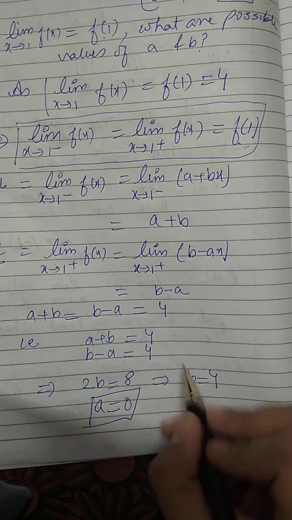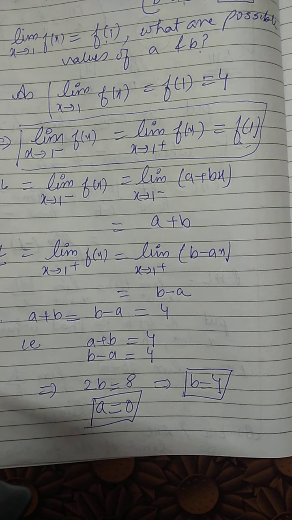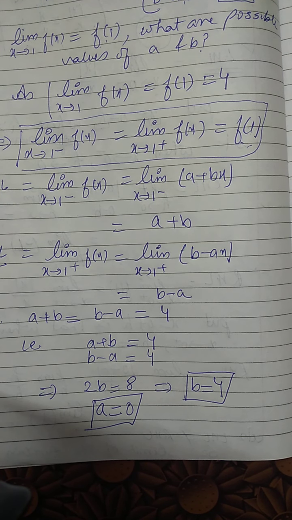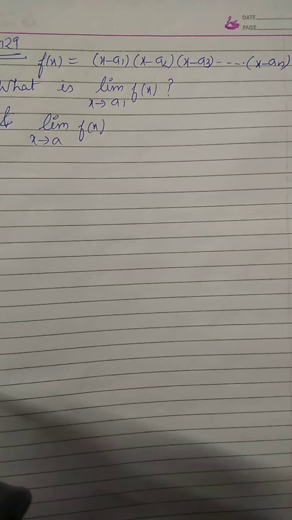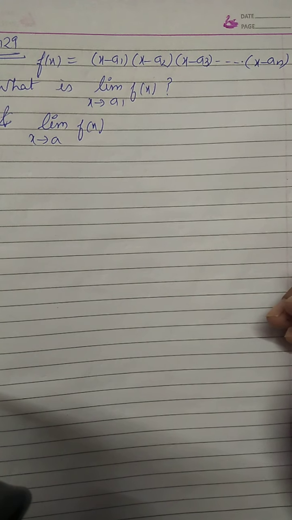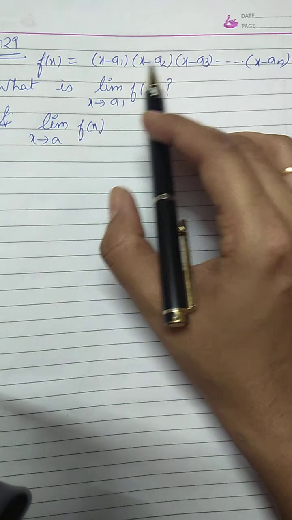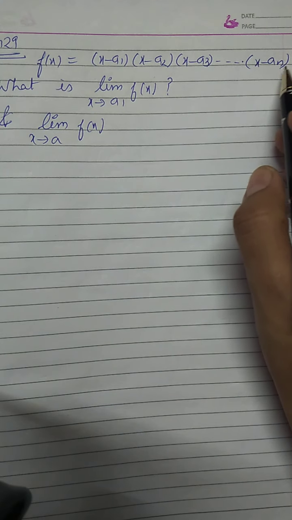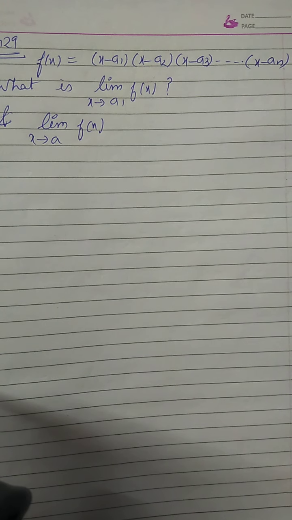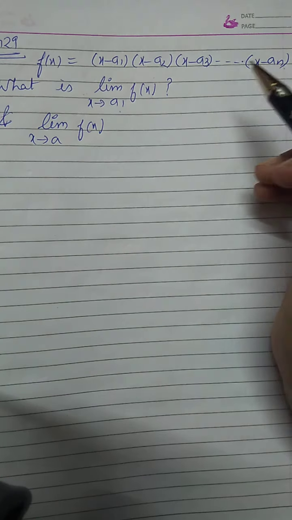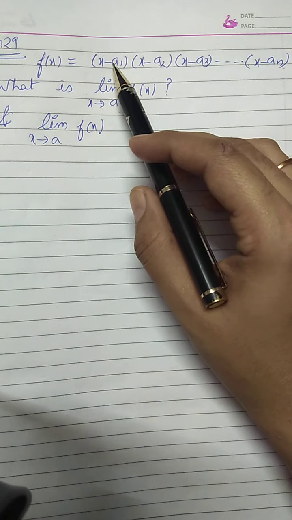Okay, so a is 0 and b is 4 if the limit of the function is equal to the value of the function. So here in sum number 29, we have the function x minus a1 into x minus a2 up to so on x minus an. It's a polynomial function. We have to calculate the limit as x approaches a1. It is the direct sum. We will just apply the limit here.